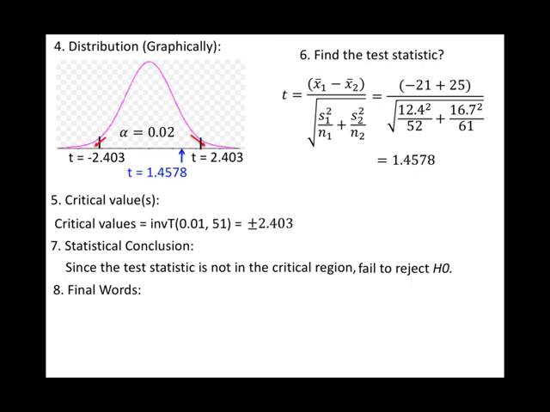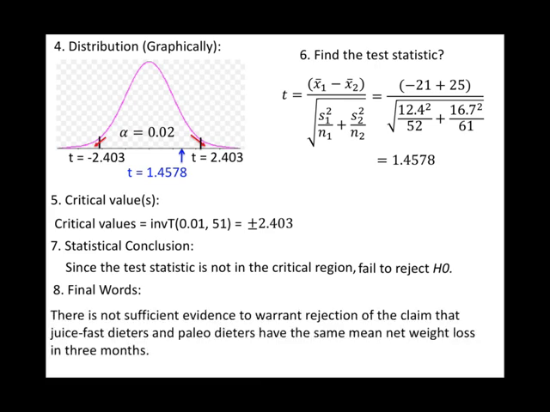Okay, conclusion. 1, 2, 3, 4 conclusion. Your original claim should be the null hypothesis. So either number 1 or number 2 conclusion. And we have failed to reject, so that will be number 2 conclusion. So there is not sufficient evidence to warrant rejection of the claim.